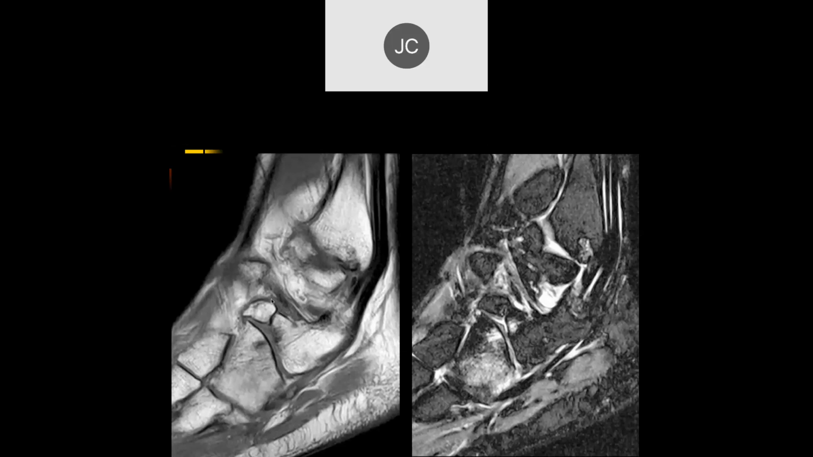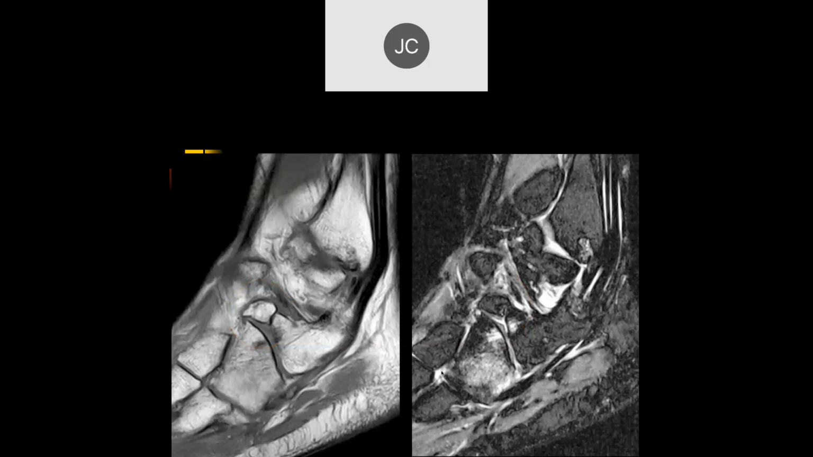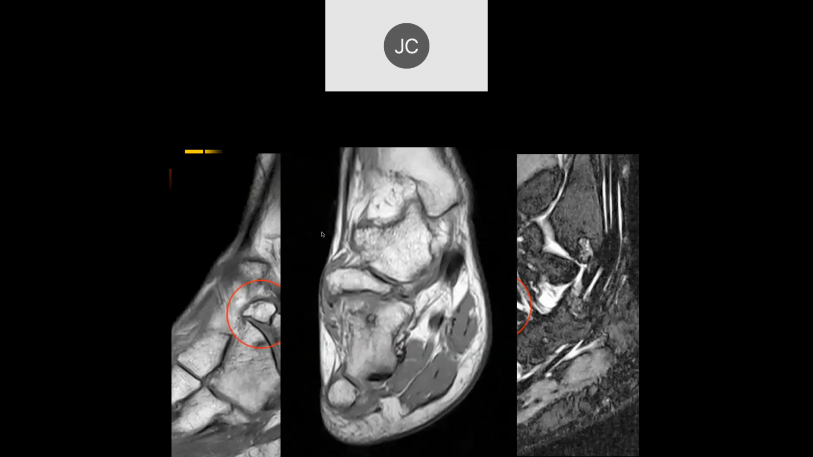Okay, so this is what we're worried about. You can see there's edema in the bone here. We can see there's a lot of edema in the cuboid. It looks like it's going out to the anterior process of the calcaneus, but all of a sudden it gets truncated here, and we've got this ossicle here. You can see it's pretty broad if you look at it in the coronal plane.